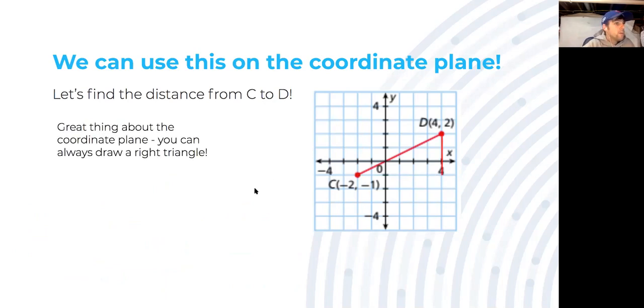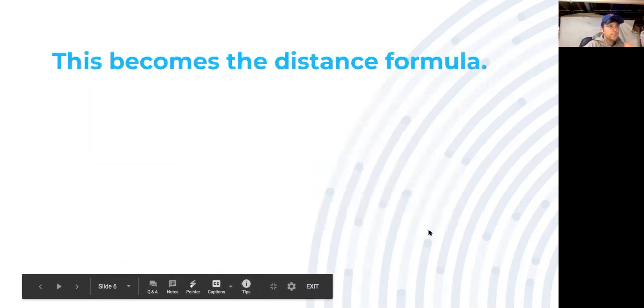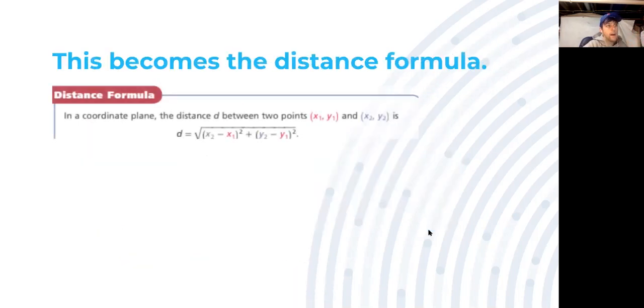All right, so we already did this. Those were our three answers, right? Root 45, 3 root 5, 6.708, whatever. Doesn't matter, we just need to choose one of those. Now, the distance formula, that's our second big formula here after the Pythagorean theorem.